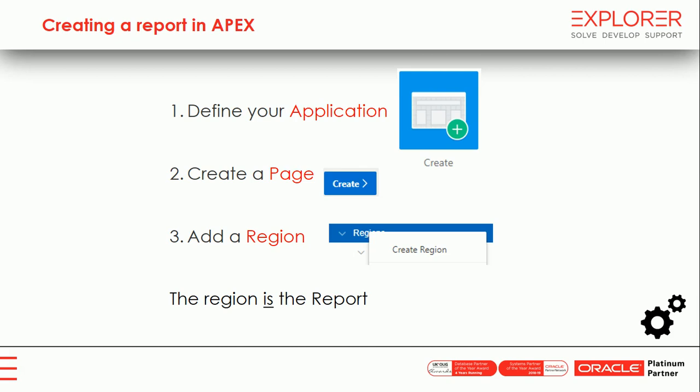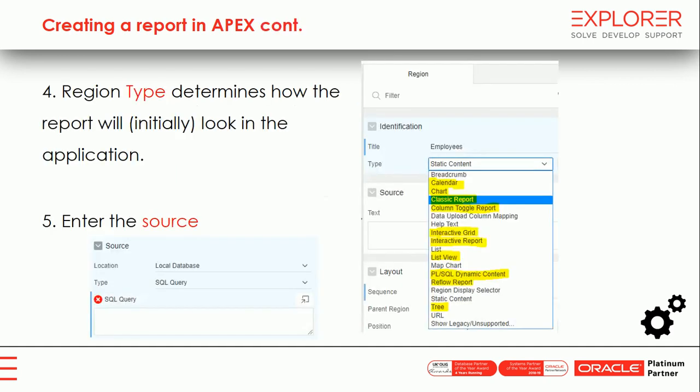So let's start at the very beginning. In order to have a viewable report in an Apex application, you need to do the following things. Firstly, you need to define your application within the workspace. Within your application, you then need to create a page in which to put the report, and then add a region, and it is this region which is the report. Once your region is created, you then have a selector type, and this determines initially what the report will look like and how it will behave.